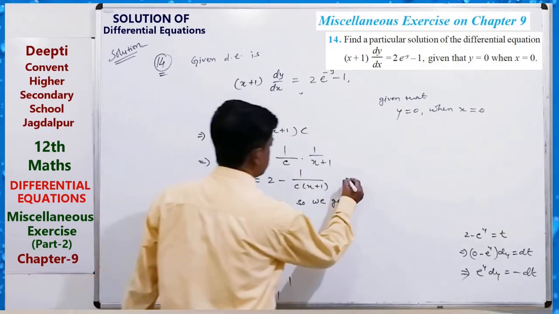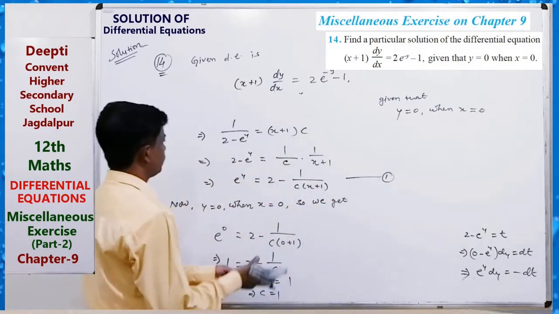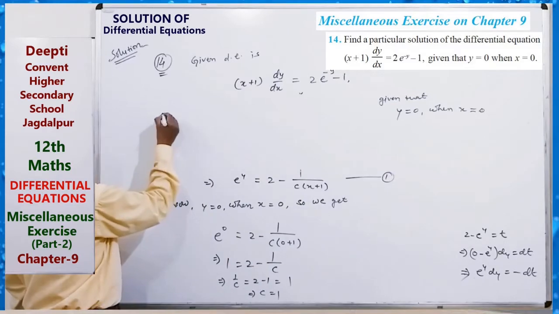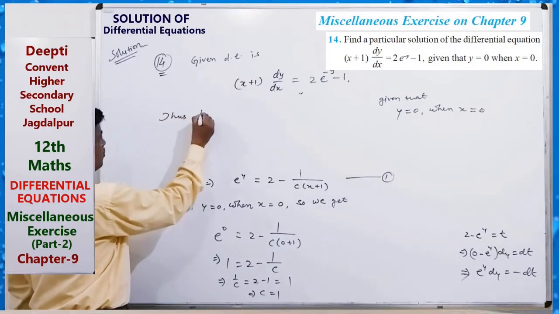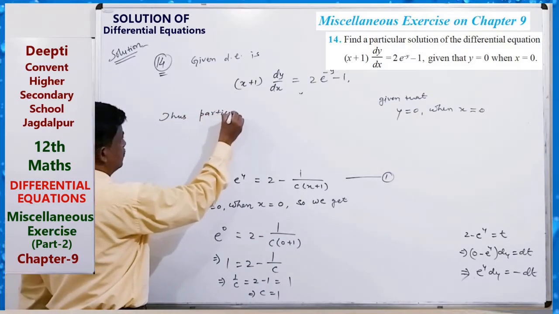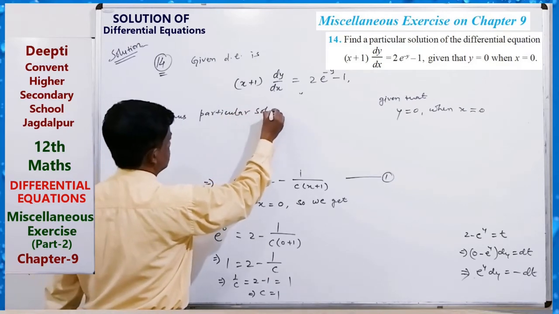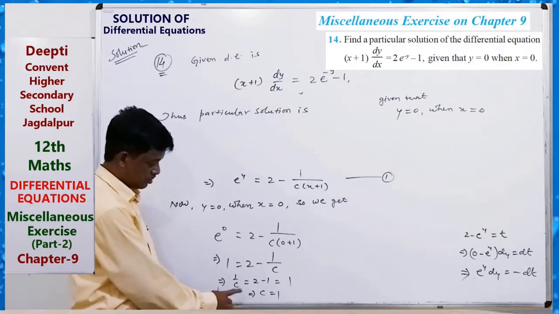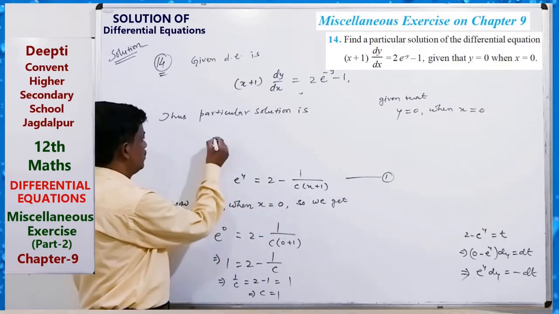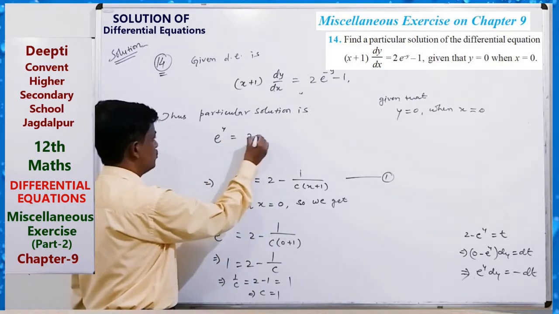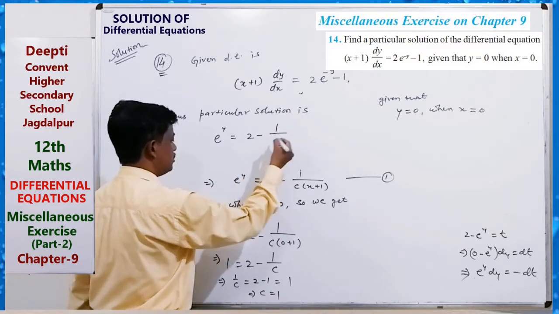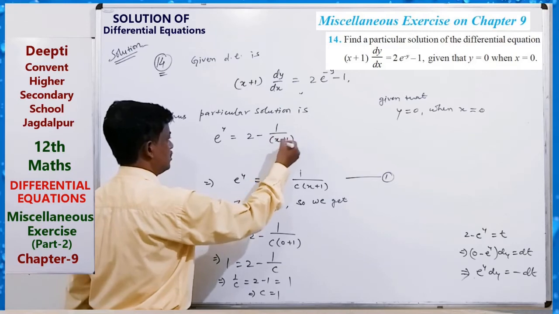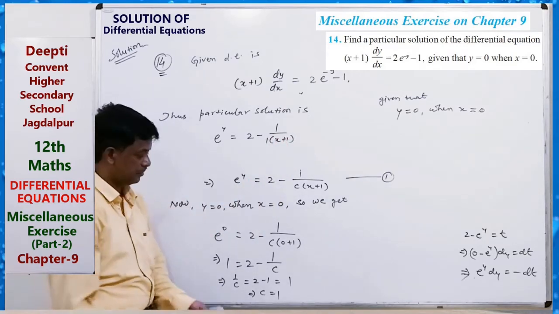So just put it here. Thus, the particular solution is, put c equals 1 here: e to the power y equals 2 minus 1 upon (x plus 1) into 1. Okay.